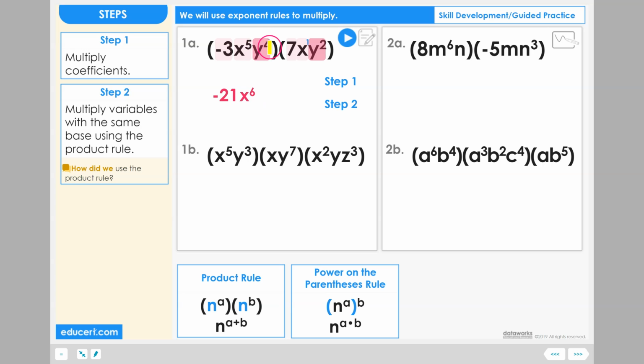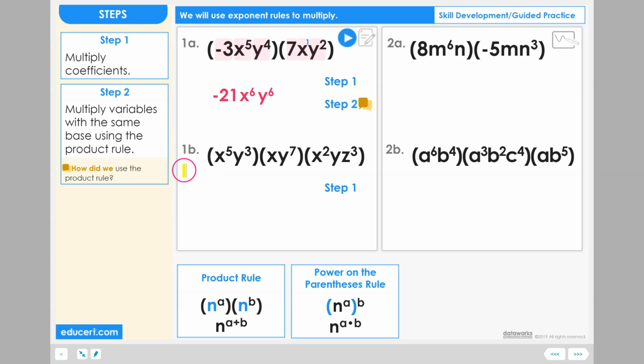Y to the fourth power times y to the second power gives us y to the 4 plus 2, which is y to the sixth power. How did we use the product rule? We use the product rule when multiplying variables together that have the same base. And using the product rule, we add those powers, x to the fifth times x to the first, and y to the fourth times y to the second.